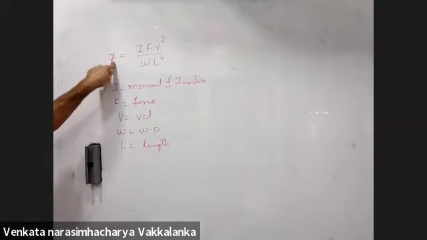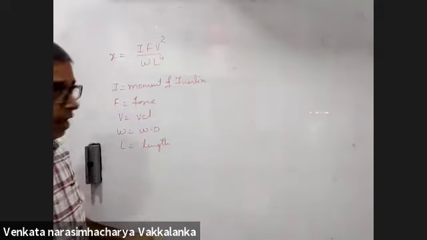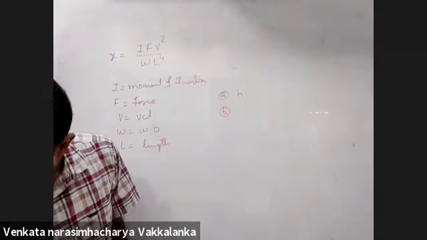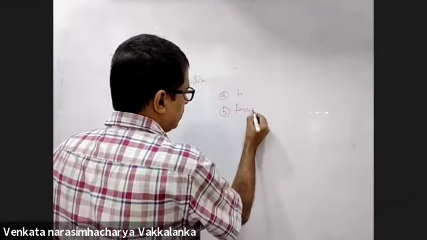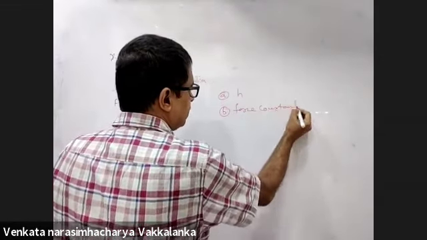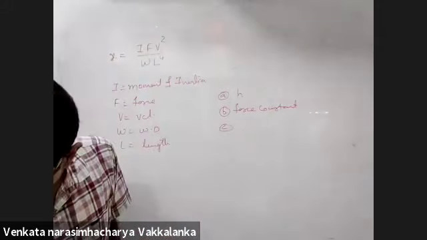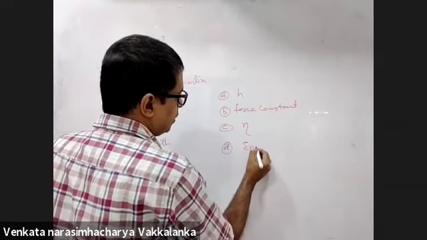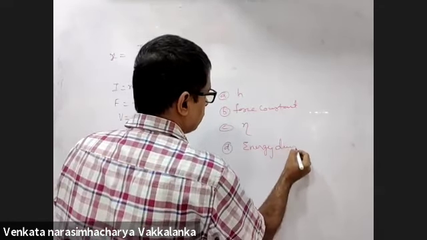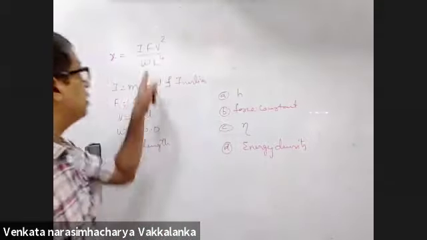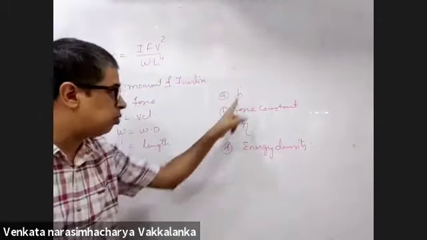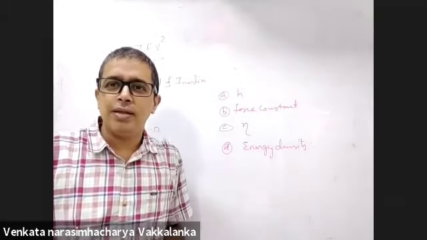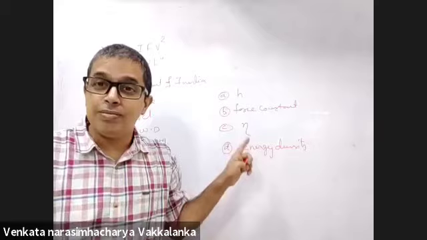Dimensional formula of x is the same as 4 options. Planck's constant, force constant, third option, coefficient of viscosity, fourth option, energy density. क्या करवा रहे हो यार? इसका भी डायमेंशन सॉल्व करो, इन चार का भी सॉल्व करो एंड टेल मी व्हिच इज कोइंसिडेंट. राइट? गंदा है, मतलब नॉट डिफिकल्ट.